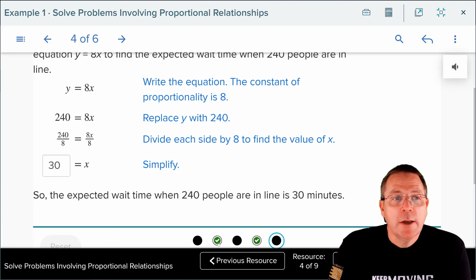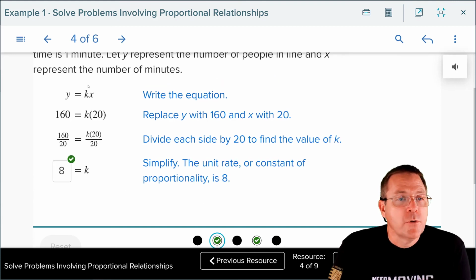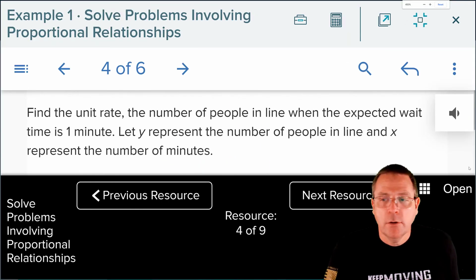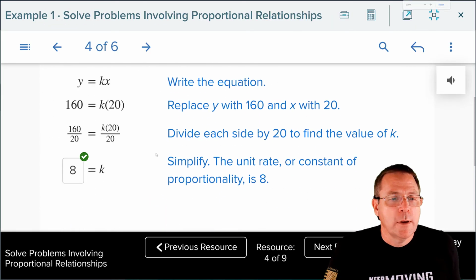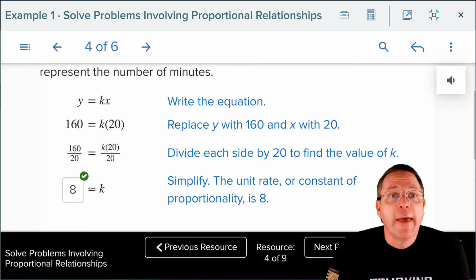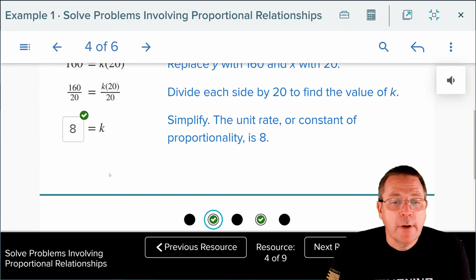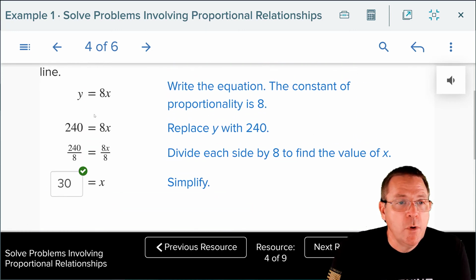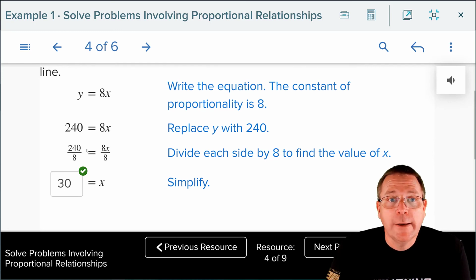Now notice you had 2 different steps to this. The first step, you had to find the constant of variation. We can see that right here where they solve for the constant of variation. That's step 1. After you have the constant of variation, then you plug that in for step 2 where you find the actual wait time, x's value in this case.